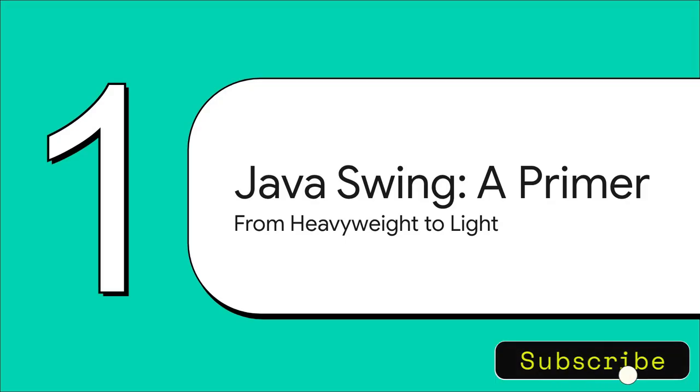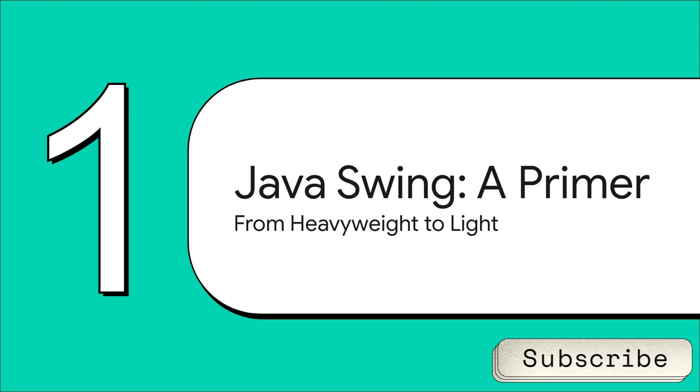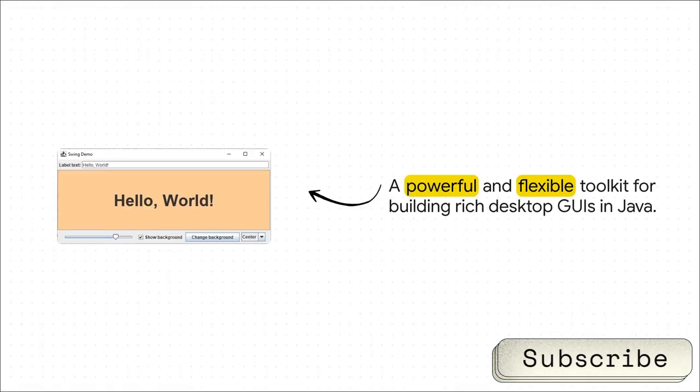So to really get why Swing is still so important, we've got to jump in the time machine and go back to the beginning. Let's see what made it such a huge deal in the first place. At its heart, Swing is this really powerful and honestly super flexible toolkit for building rich graphical user interfaces, GUIs, for desktop apps, all in Java. We're talking about creating sophisticated, professional-looking applications from the ground up.